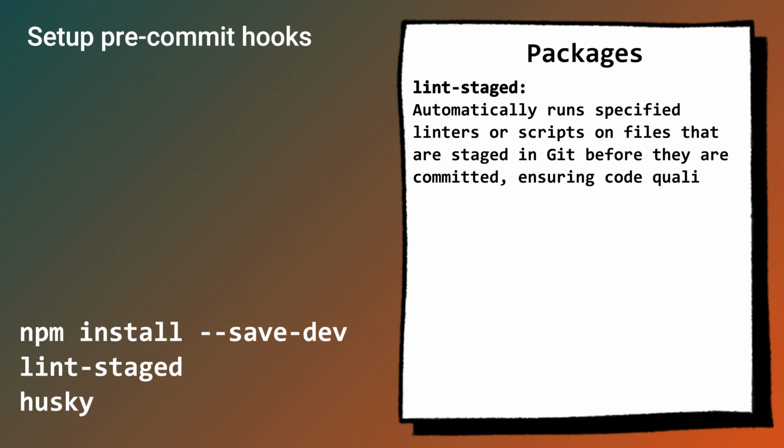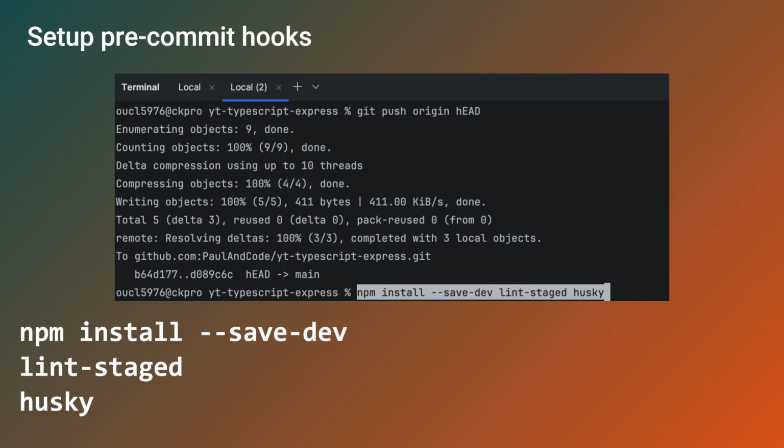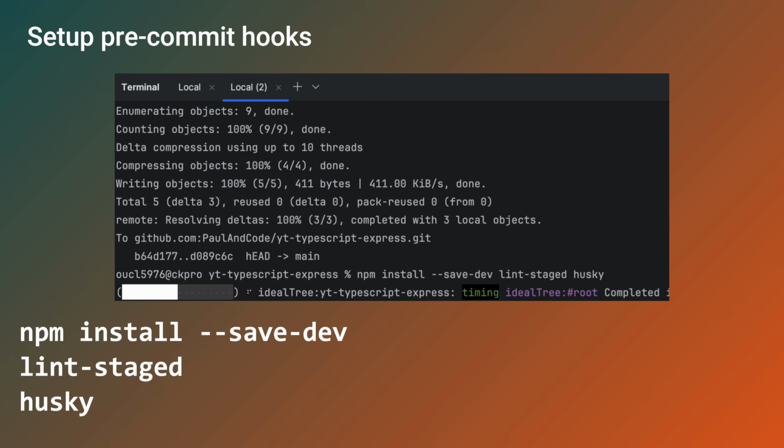Next up, let's automate the linting and formatting process by setting up our project to run Prettier and ESLint on files before every commit. To do this, we will install 2 packages, lint-staged and Husky. Lint-staged automatically runs specified linters or scripts on files that are staged on Git before they are committed, ensuring code quality and formatting are enforced only on changed files. Husky, on the other hand, allows you to easily manage Git hooks, enabling you to run scripts like lint-staged automatically at various stages of the Git flow, such as before committing or pushing code.